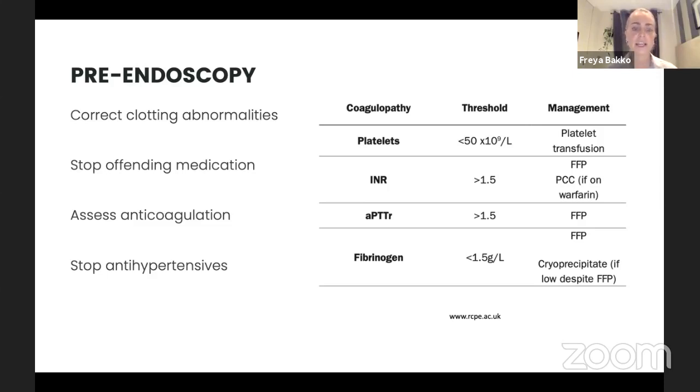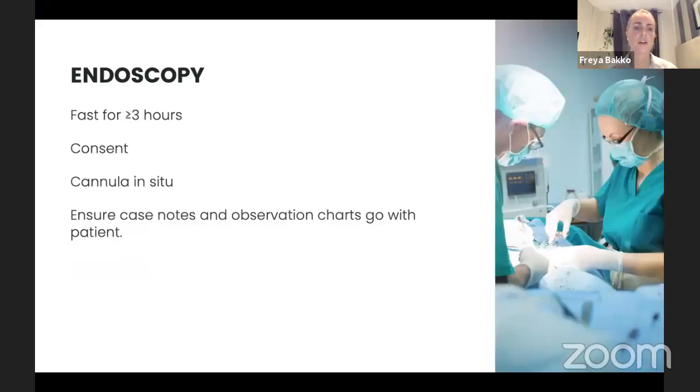You want to assess the anticoagulation. So do the seniors want to continue anticoagulating the patient whilst they're undergoing their endoscopy, or do you want to hold the anticoagulation? And then stop any antihypertensive if the patient is hemodynamically compromised. For endoscopy, you want to make sure the patient has fasted for at least 3 hours. The patient needs to be consented, and they need to have a cannula in situ and a valid group and save as well. And then make sure the patient has their case notes and all the observation charts ready to go down to the endoscopy unit.